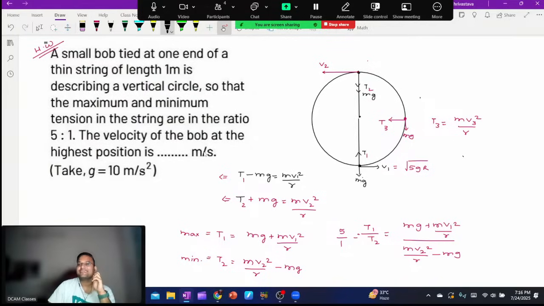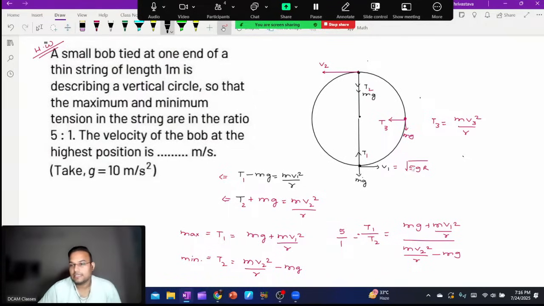You also know this formula, root 5gr. So it should be known, right, sir? It should be remembered, or do we have to derive it in the exam? No, in the exam it's not needed to derive. You should know it, but why it is so, that also you should know. Yes, sir.